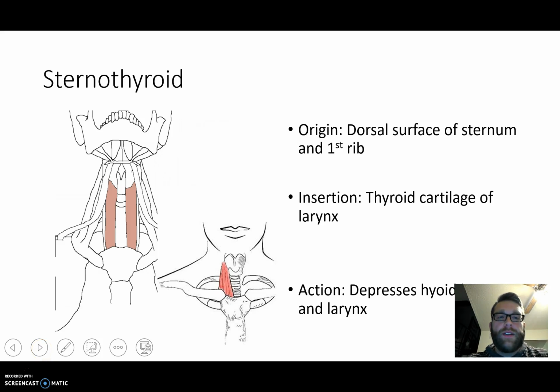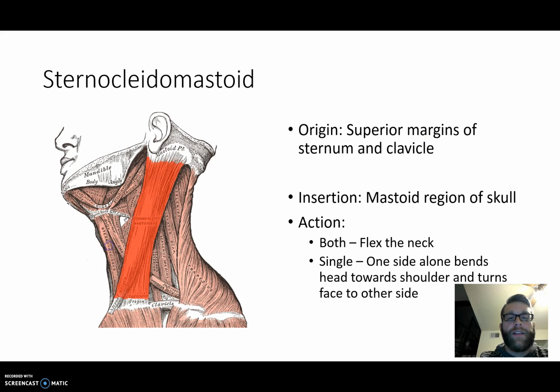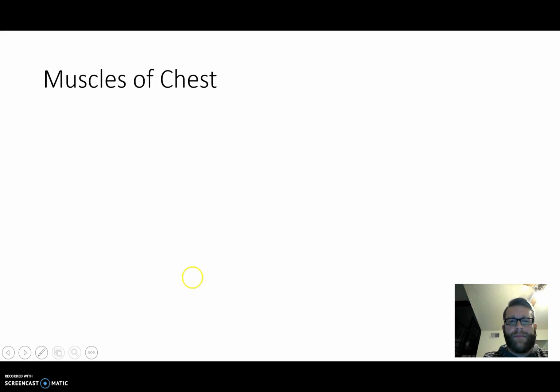So next one, sternothyroid. Again, the name helps describe its origin and insertion. It's going to originate, the part that doesn't move, on the dorsal surface of the sternum, and it's also going to join to the first rib. So if you look here, you can see the dorsal part, the front part of the sternum, and it also goes underneath here a little bit and attaches to the rib. So it goes underneath that part of the muscle.